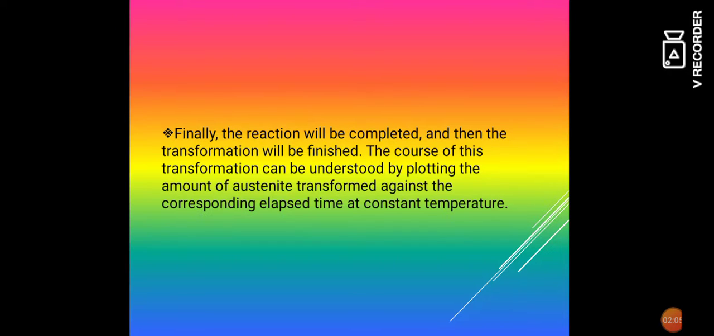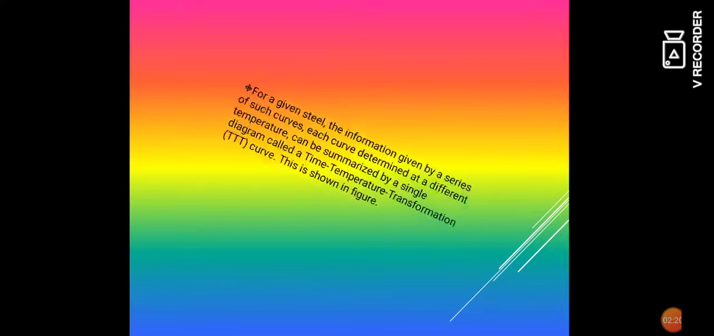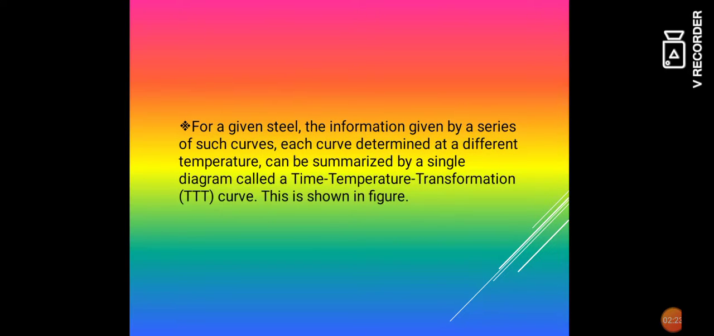The course of this transformation can be understood by plotting the amount of austenite transformed against the corresponding elapsed time at constant temperature. For a given steel, the information given by a series of such curves, each curve determined at a different temperature, can be summarized by a single diagram called a time temperature transformation curve. This curve is shown in the following figure.